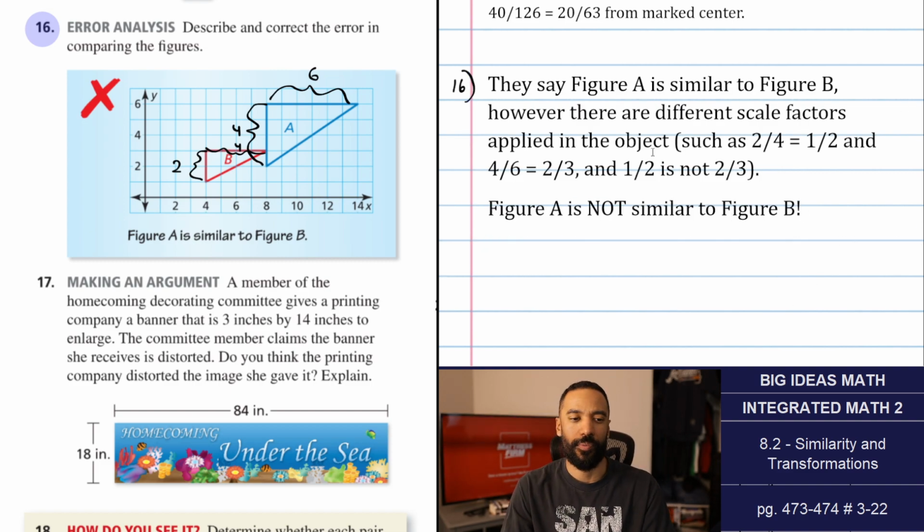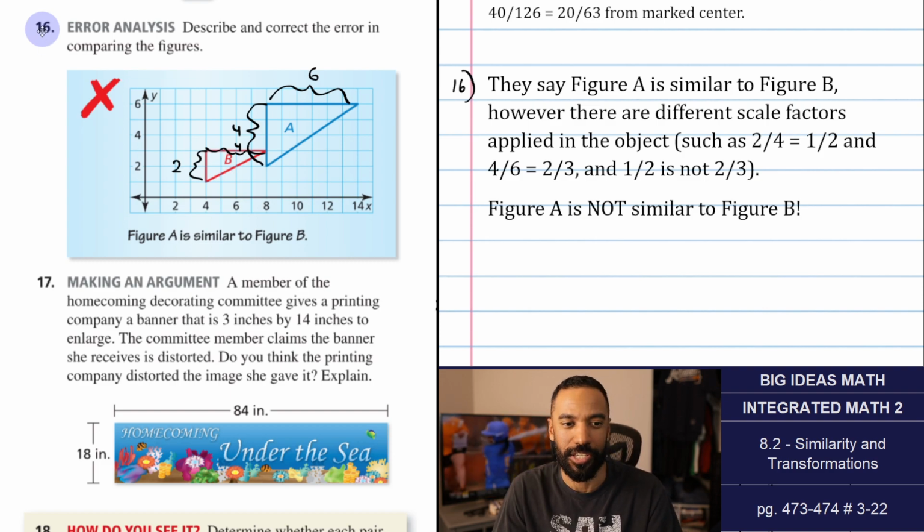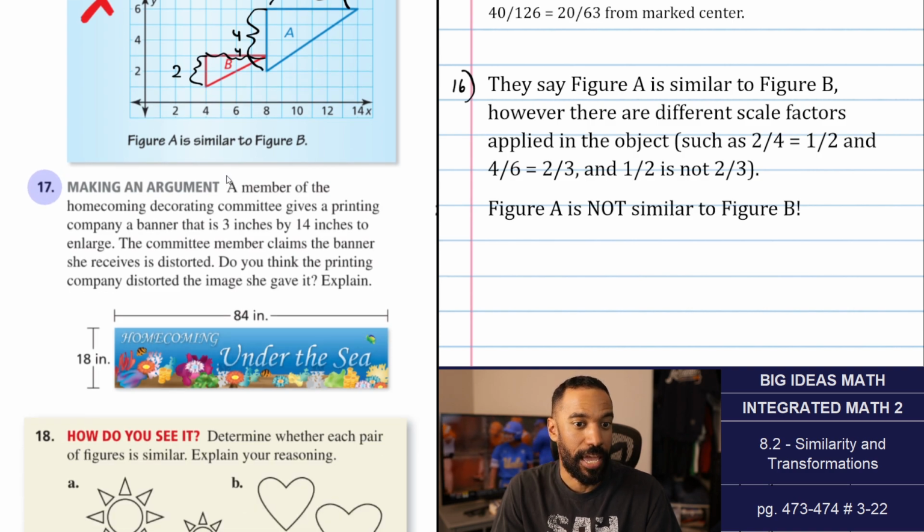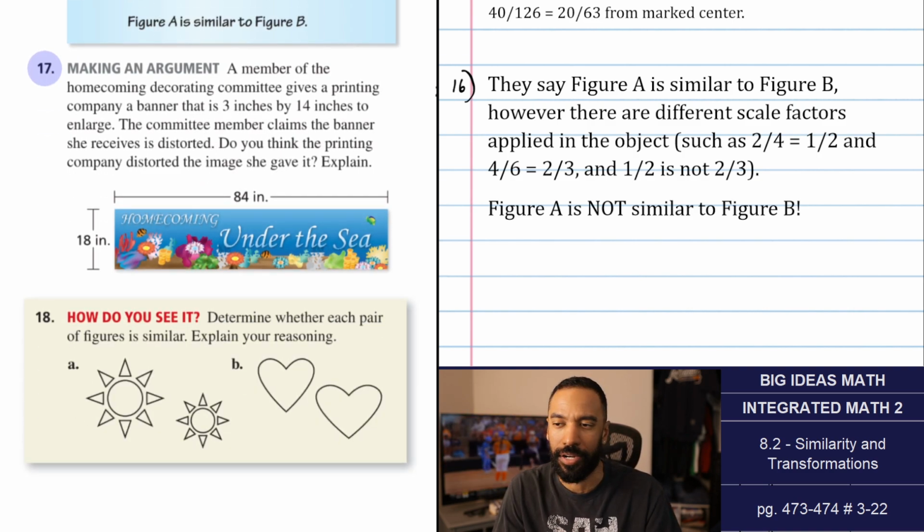Okay, so that's one where they say correct the error. I'm correcting the error. They said similar, and it's not. So I can't really say anything else. I could say if A looks like this, but that's not what it is.